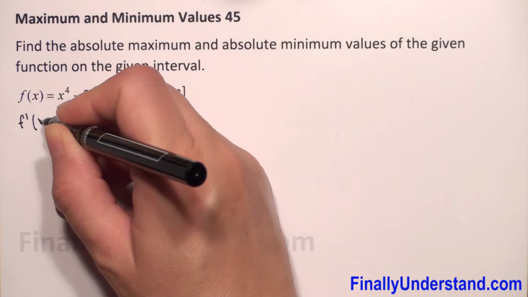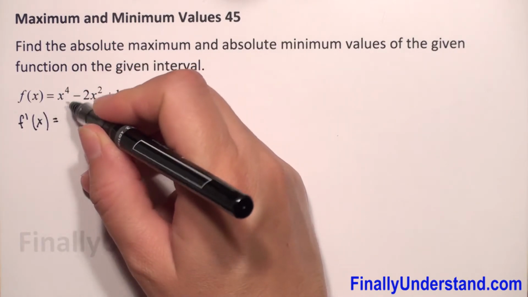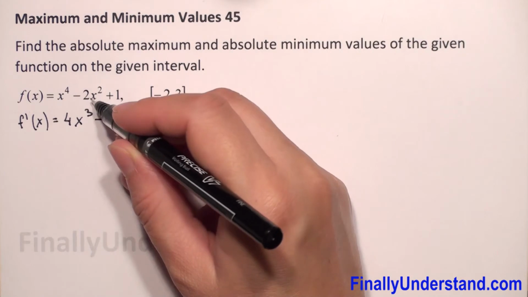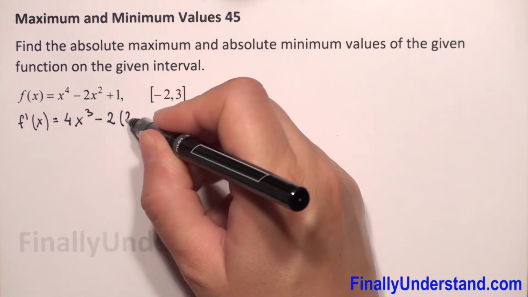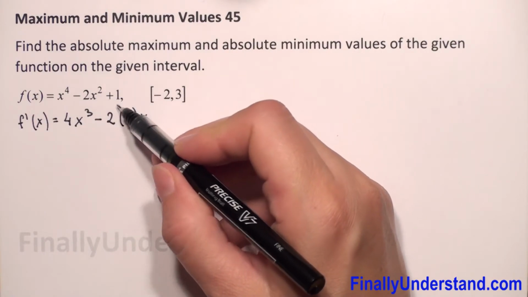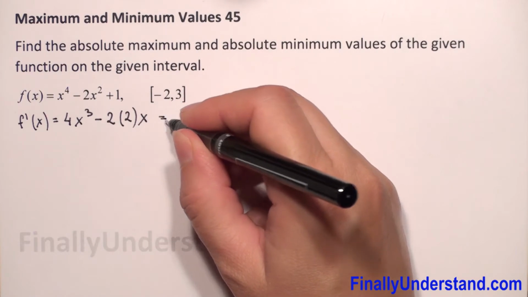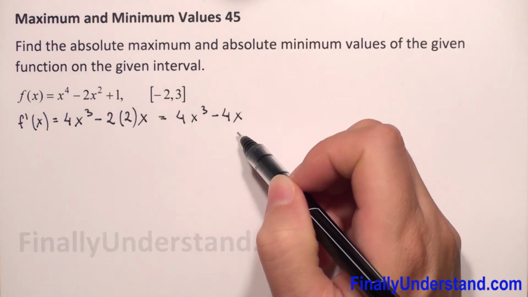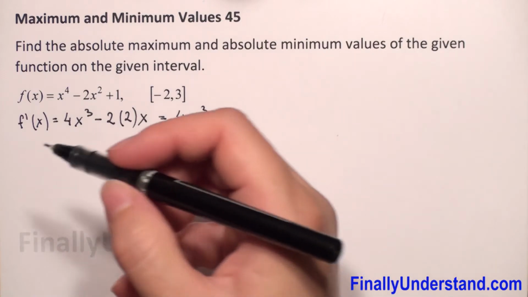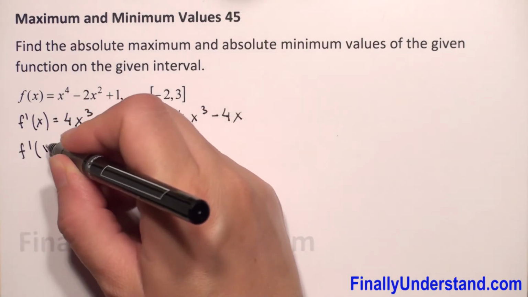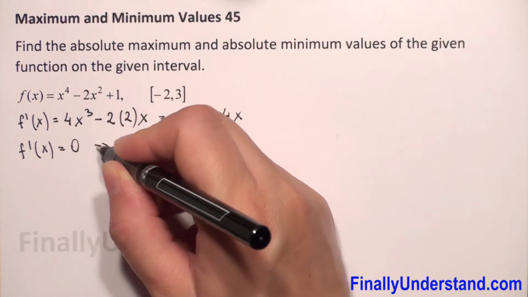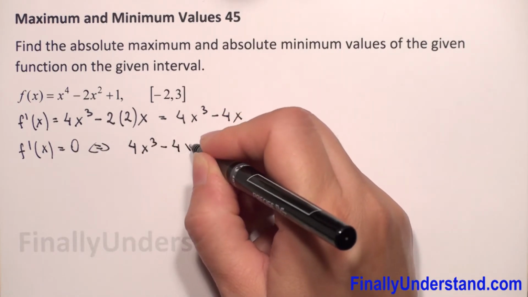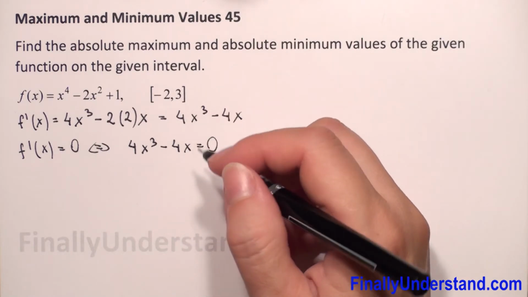F prime of x is equal to, the derivative of x to the power 4 is 4 times x to the power 3, minus the derivative of 2x squared, which is 2 times 2x, plus the derivative of 1 is 0, so we don't have to write it. So this is equal to 4x to the third minus 4x. When we have the derivative, now we have to set our derivative equal to 0. So f prime of x is equal to 0 if and only if, in our case, 4x to the third minus 4x is equal to 0. So we have to solve this equation.